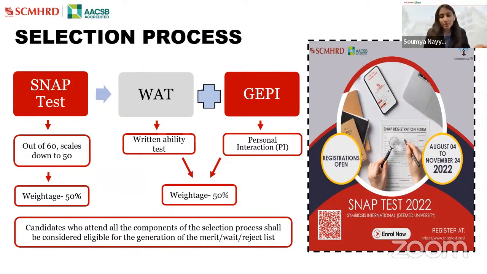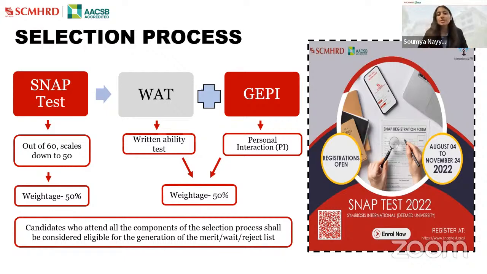The VAT is the written ability test. In the written ability test, you will have to write maybe an essay of around 120 to 150 words on a certain topic, and that would be conducted online. And then comes the group exercise and the personal interaction. The group exercise is basically a task-based exercise wherein you might be given a situation, or for that matter, a topic wherein you'll have to discuss and come up with a solution with your counterparts.